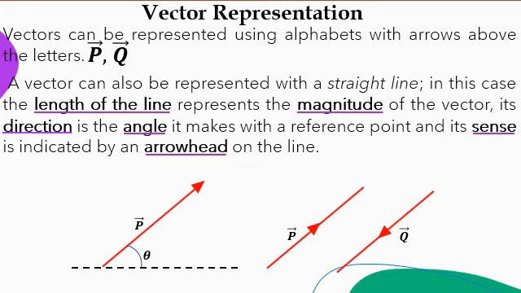In part C, we'll be talking about something very interesting, which is the resultant vector.